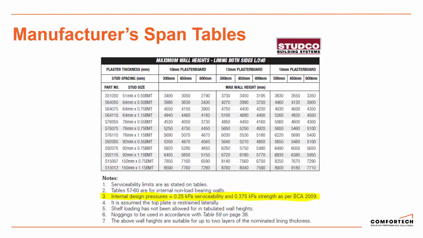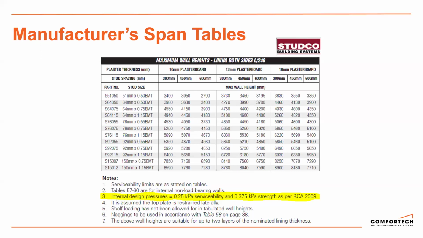So your manufacturer's span tables, we spoke about it earlier with ceilings. We have the same thing for partitions. Basically, we have a generic table with a set range of parameters on it. You can see here that if we're using 13 mil plasterboard at 600 millimeter centers, we're going to be designing the wall out of 51 mil 0.5 BMT, that our maximum wall height can be 3.195 meters high. That's the highest we can build that wall out of that profile.